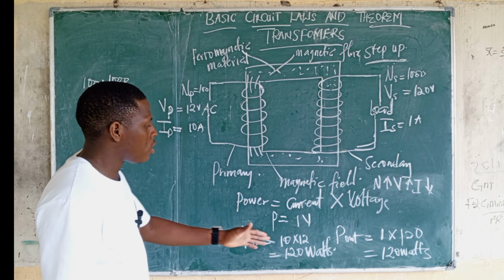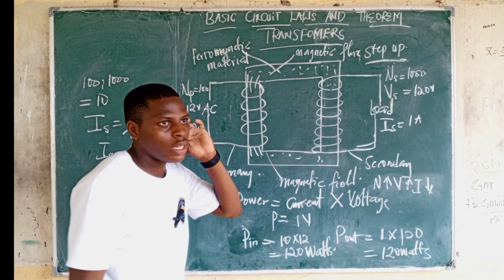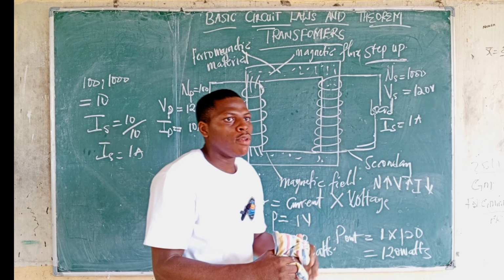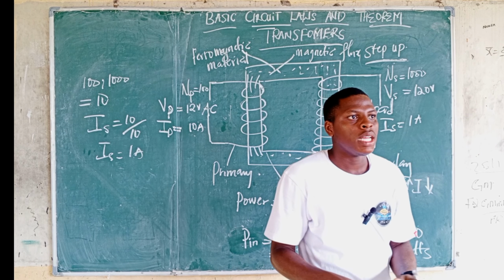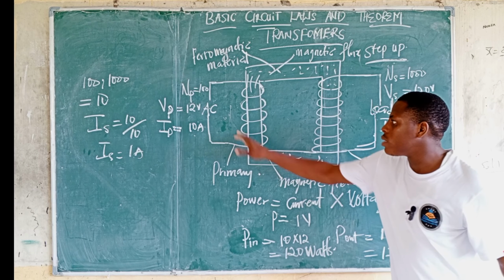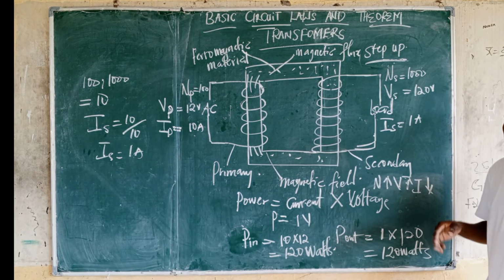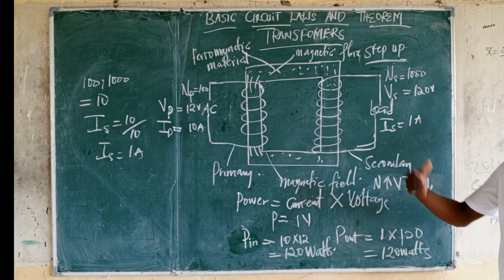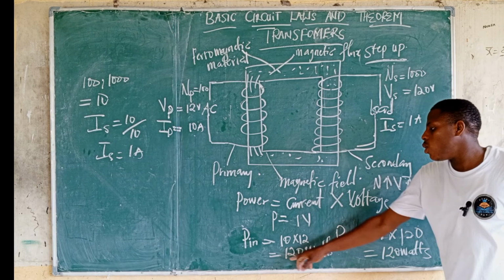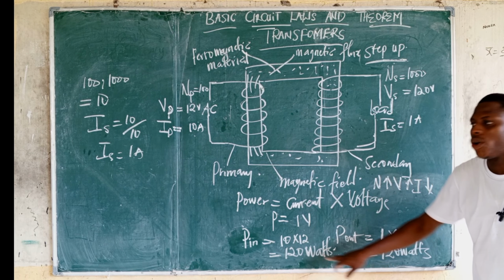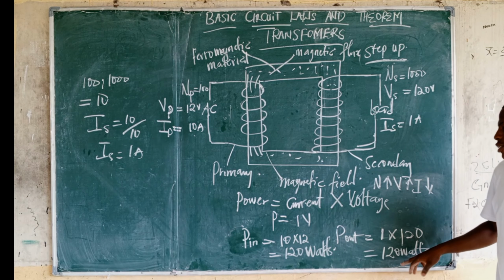We've been talking about losses. We've been talking about ignoring losses, and we've been talking about considering losses. And we said when you ignore losses, your power input will be equal to your power output. But when those losses are being considered, then you won't have the same value. Your input will not be the same as your output.